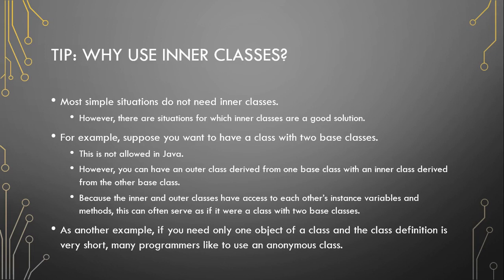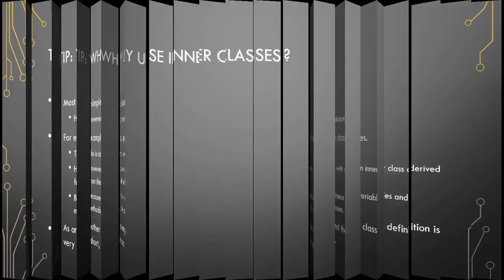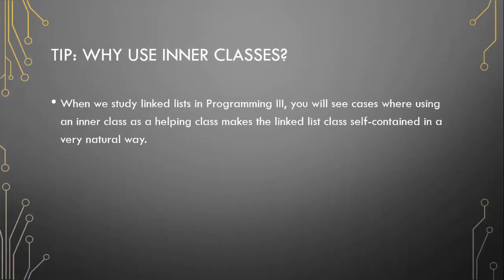As another example, if you only need one object of a class and the class definition is very short, many programmers like to use an anonymous class because we don't need it to be super complicated. We just need to do this one thing. Well, an anonymous class will work just fine. Now, when we study linked lists in Programming 3, if you decide to take Programming 3, you're going to see some more cases where using an inner class as a helping class makes the linked list class self-contained in a very natural way. Inner classes lend themselves very nicely in these examples.